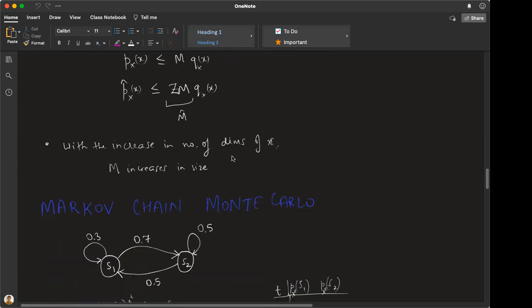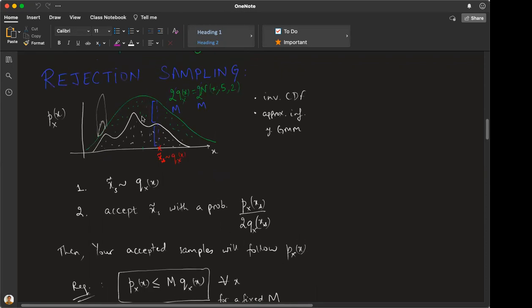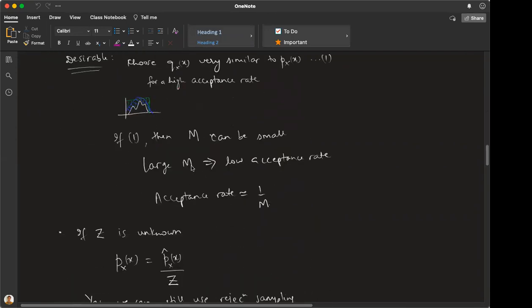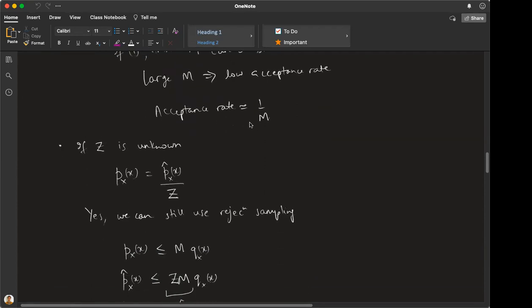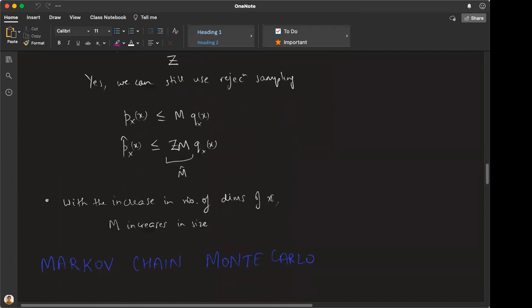And then we said, if capital M is large, then you can take a standard distribution and take a very large capital M, because assuming that it will contain your p(x). But then you are losing many samples, approximately M minus 1 times, means the ratio will be M minus 1. So approximately that much you are rejecting. So the acceptance rate is only 1 out of every capital M.